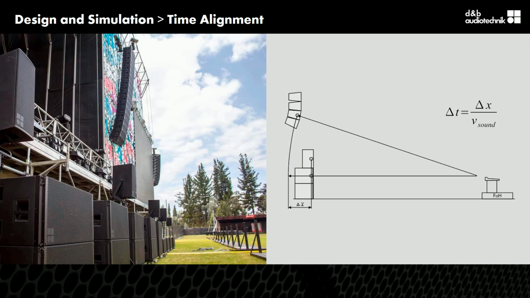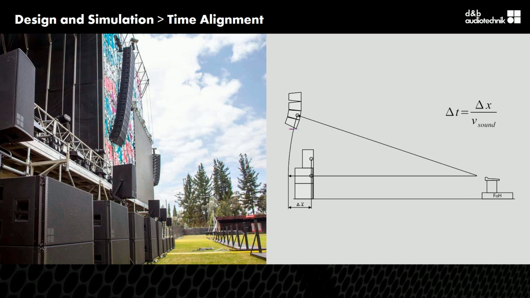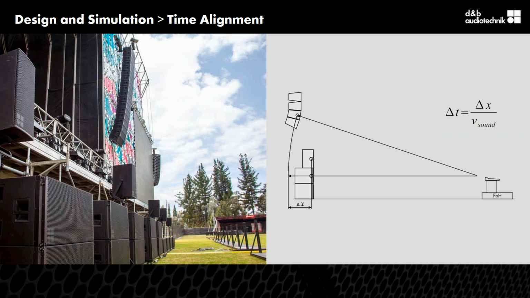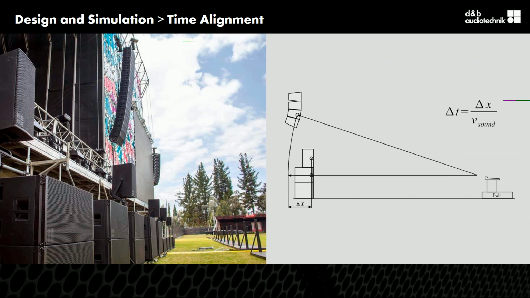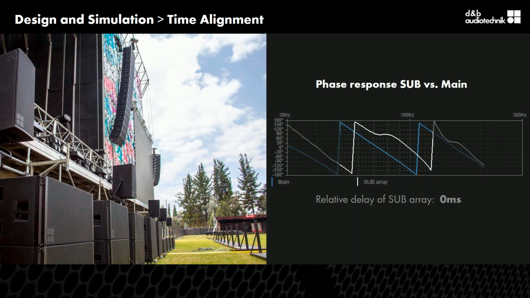You can compensate for a delta x distance factor, dividing by the speed of sound, and you just get delta t, which is the artificial delay we have to introduce, in this case, at the subwoofer. Now, this is how you would typically do it. Of course, you have tools that do it for you more accurately. And when time aligning with the subwoofer array, the low frequencies are especially relevant, like, for example, the kick drum, right?